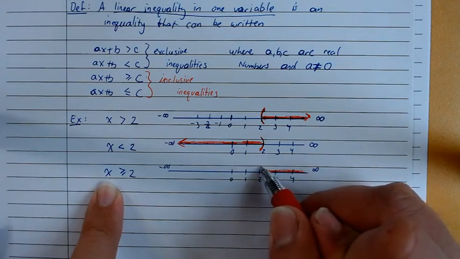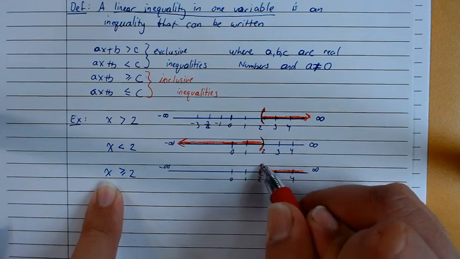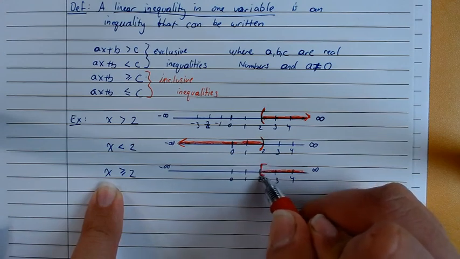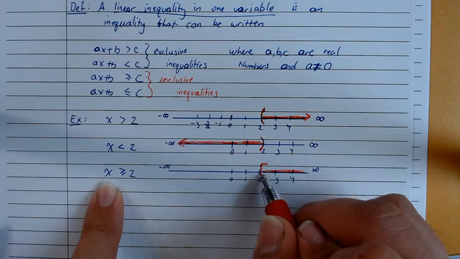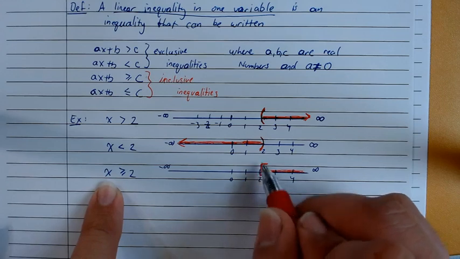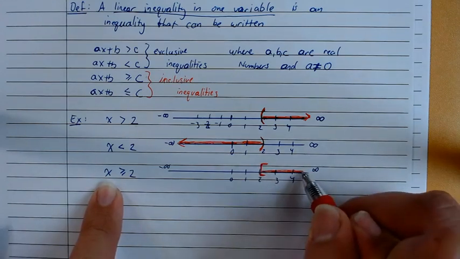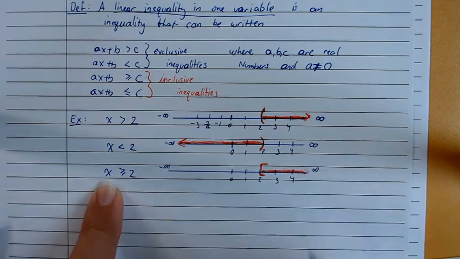So we're going to include this number, and the symbol we're going to use to include a number visually is a square bracket. The square bracket signifies that that number is where your solutions start, and that number itself is also included as part of my solutions. Like this.